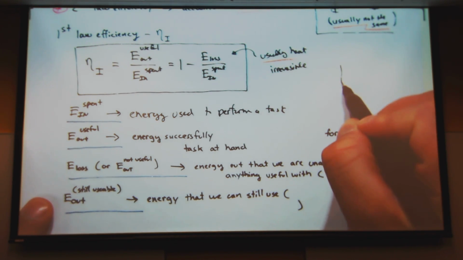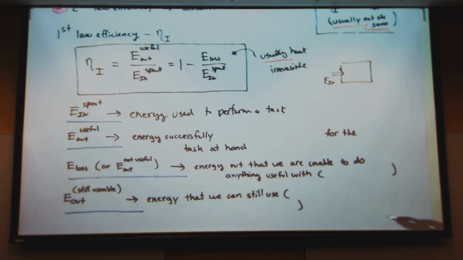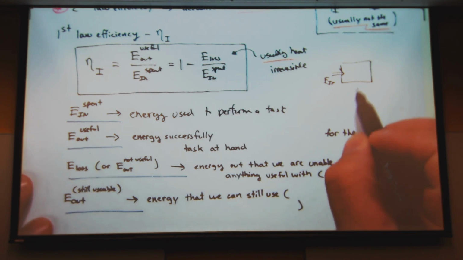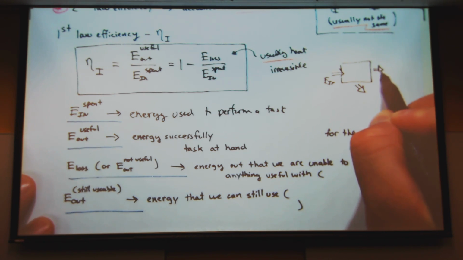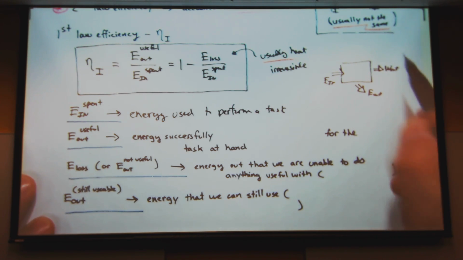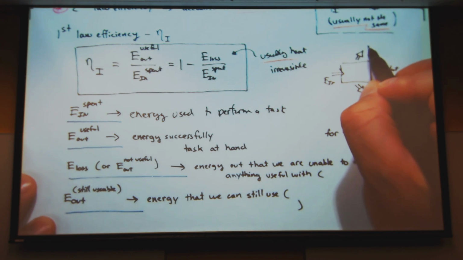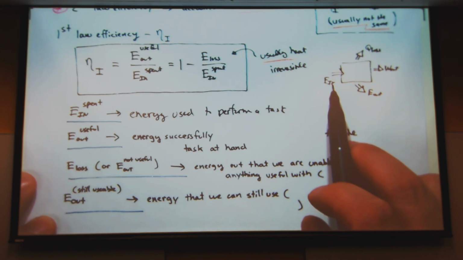So I guess I can draw a little box here. And I can have some energy in, and then related to that, I can get some energy out, and I can get some work out. And then I can get some Q loss. So I have energy in, the total amount of energy into my system.